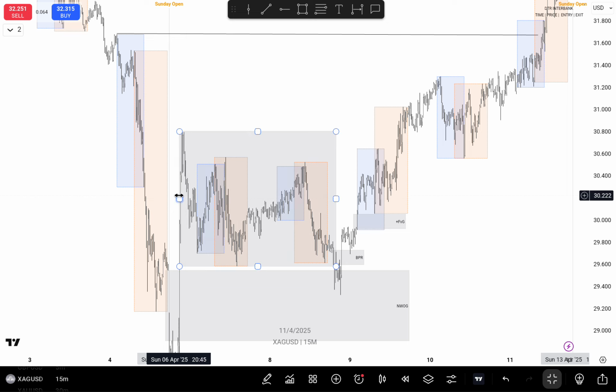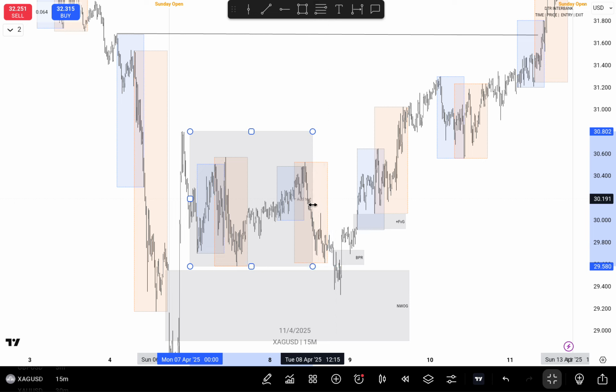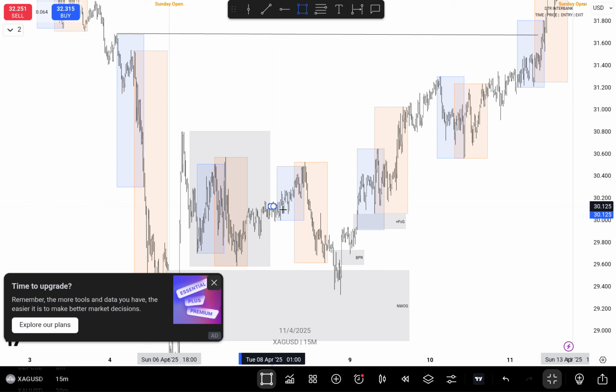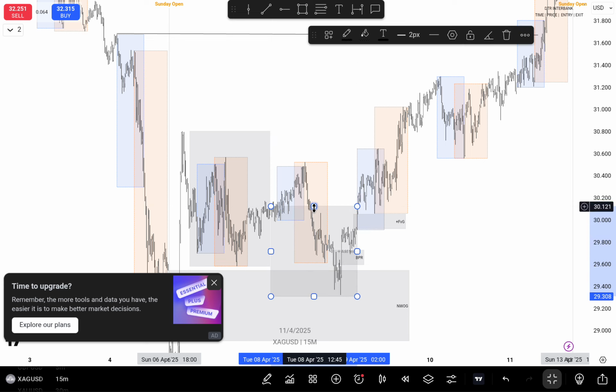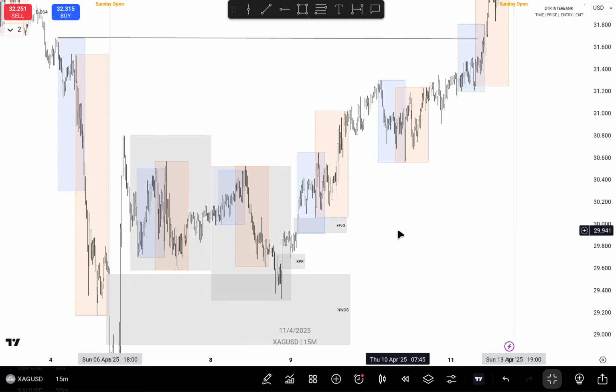Okay, so let's take it from Monday to... This is Monday trading, and then Tuesday trading from the low of the week, and then up to... So this is sick. This is amazing, bro. This is amazing.